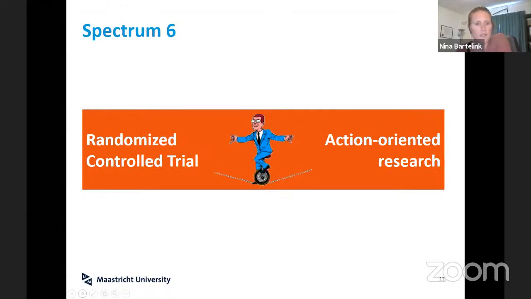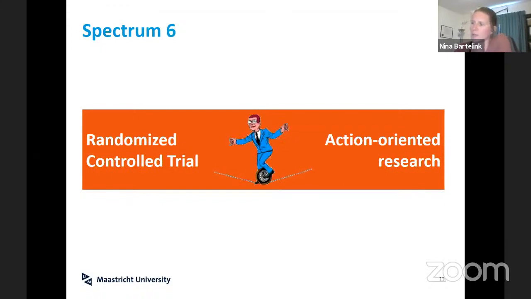The sixth spectrum is about the different types of research. The left side of the spectrum is about RCTs or other controlled designs. They have a strong focus on internal validity, and they can be quite helpful and useful when you want to investigate the effectiveness of the HPS approach.